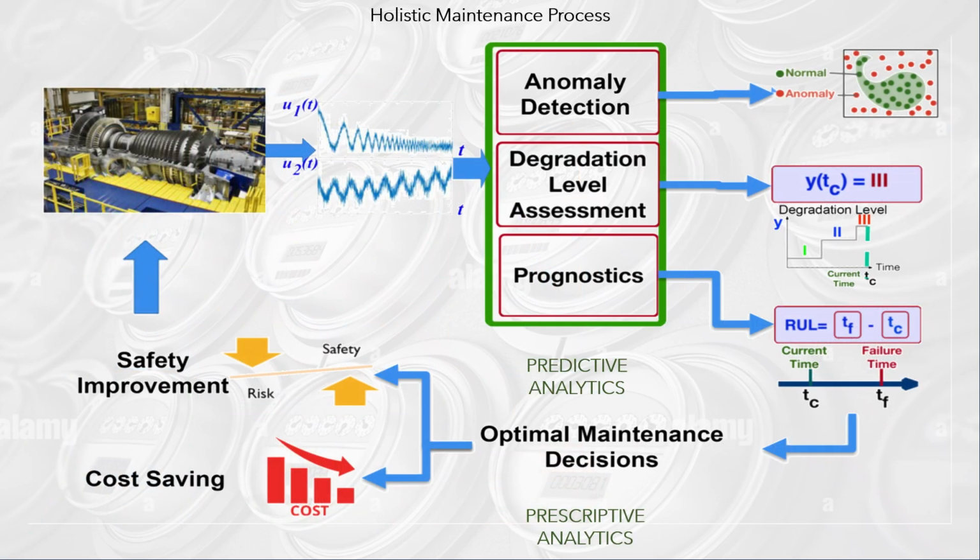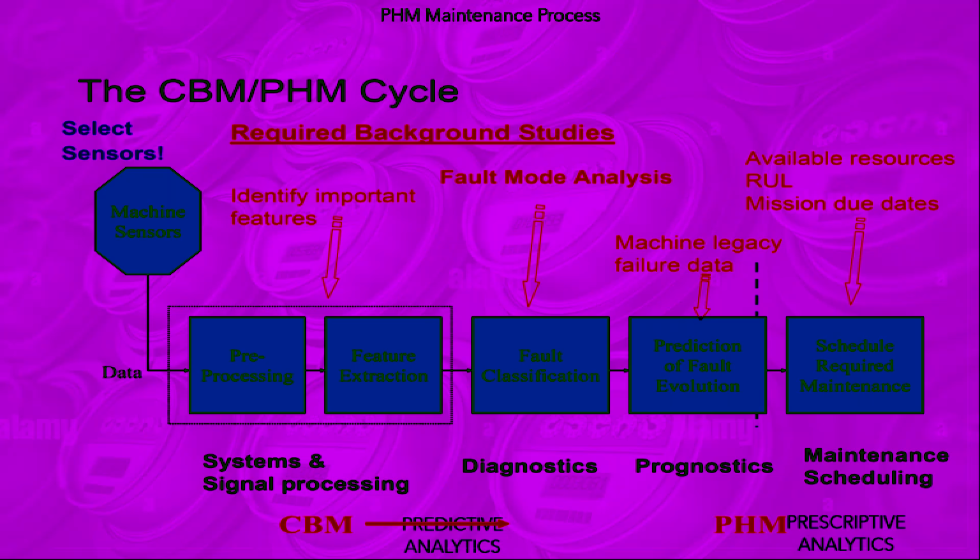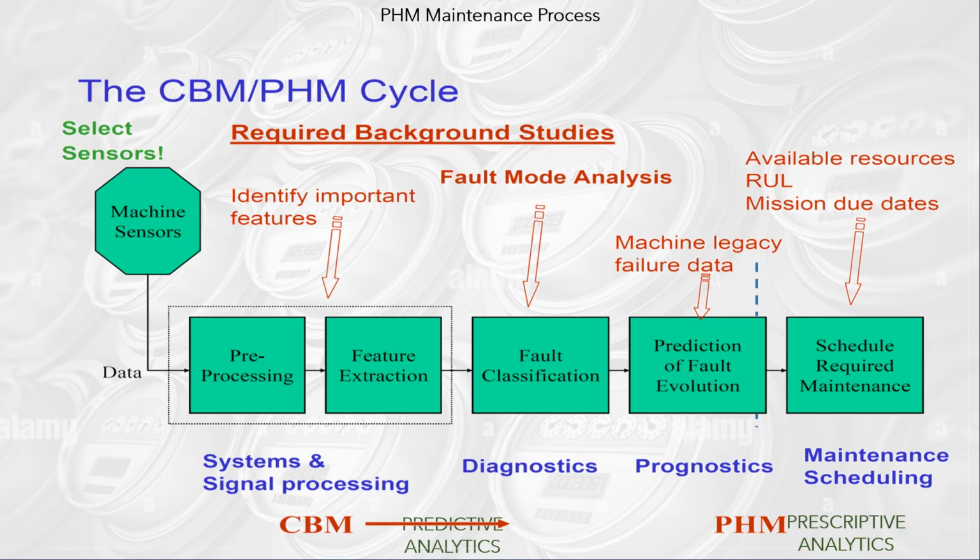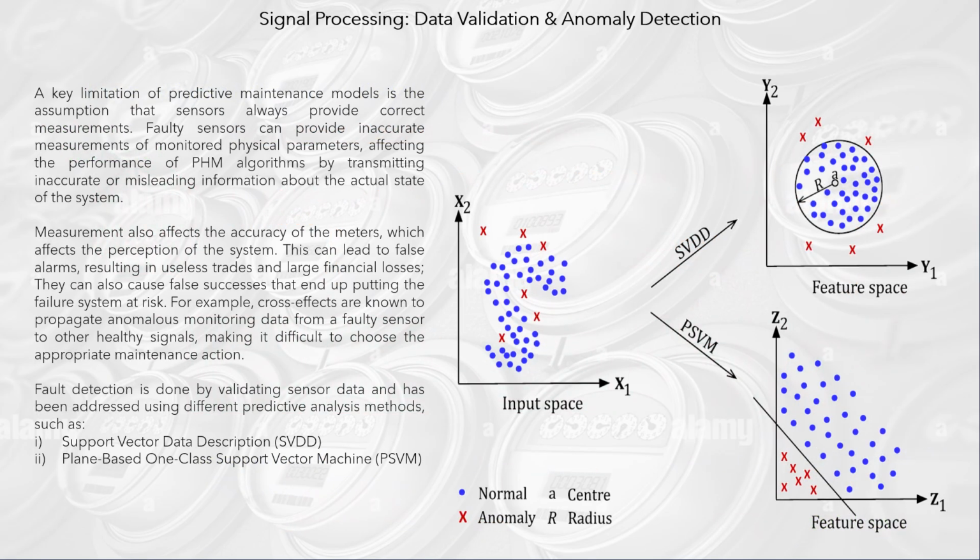The second part of the PHM process must be the optimization of maintenance decisions. In summary, the PHM process is summarized in three stages: predictive analytics, signal processing, and diagnosis and prognosis. Prescriptive analytics, maintenance scheduling. A key limitation of predictive maintenance models is the assumption that sensors always provide correct measurements. Faulty sensors can provide inaccurate measurements of monitored physical parameters, affecting the performance of PHM algorithms by transmitting inaccurate or misleading information about the actual state of the system.